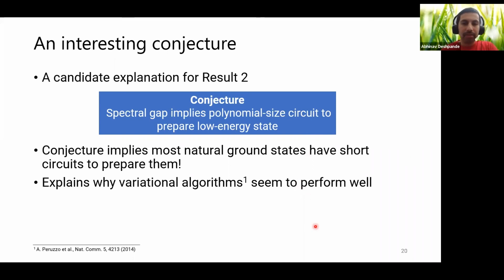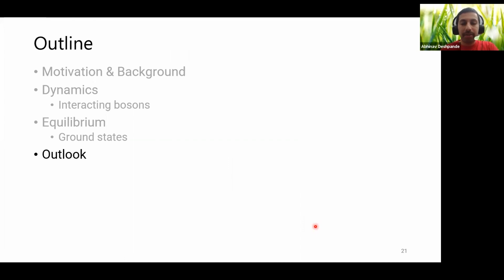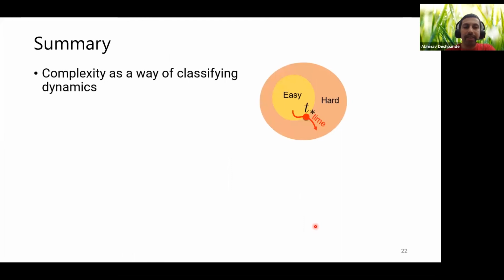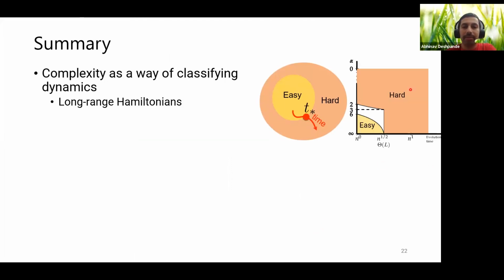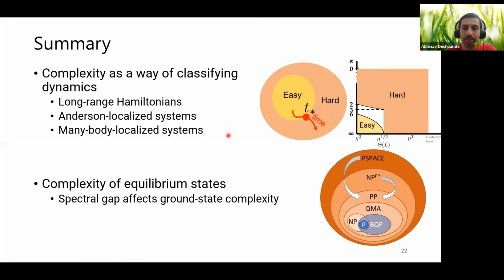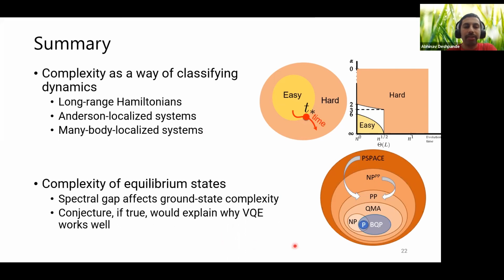Okay. So that brings me to the outlook. We have seen how complexity can be a way of classifying dynamics. And we saw an example for long-range Hamiltonians and Anderson and many-body localized Hamiltonian systems. We also looked at the complexity of equilibrium states and saw that the spectral gap can affect the ground state complexity. And we had this interesting conjecture, which, if true, would explain why the variational quantum eigensolver works well.